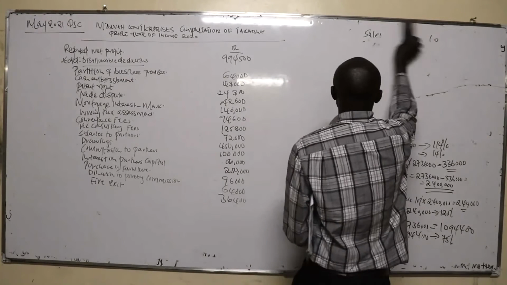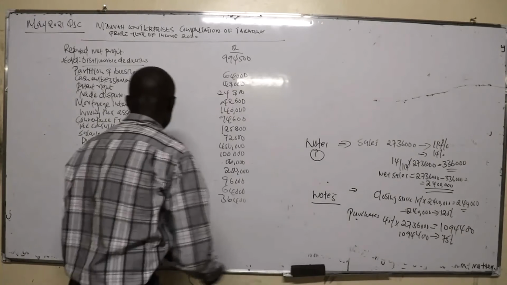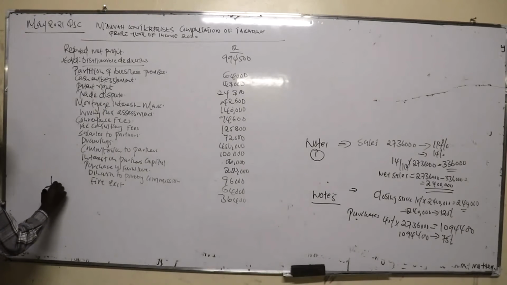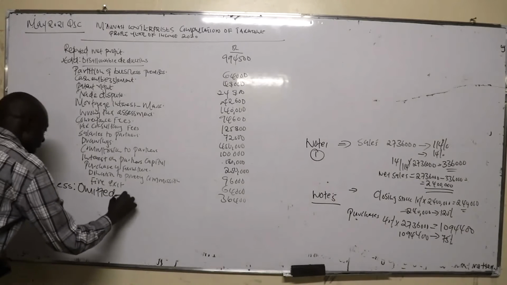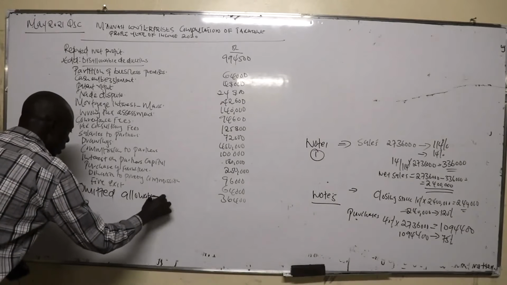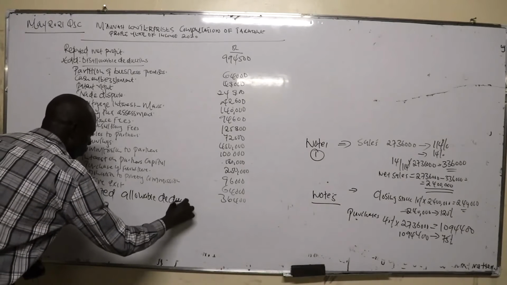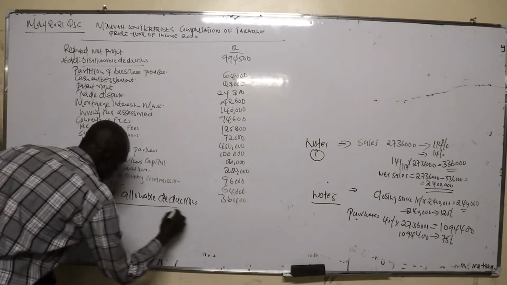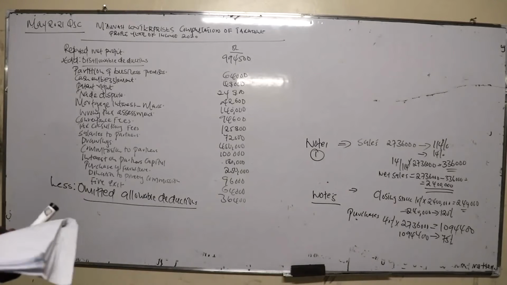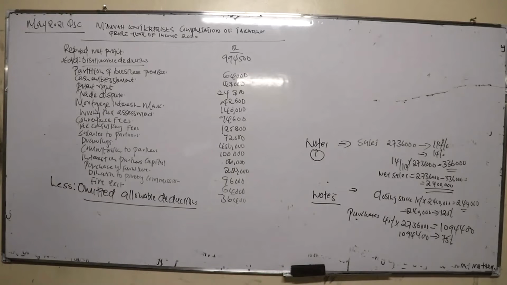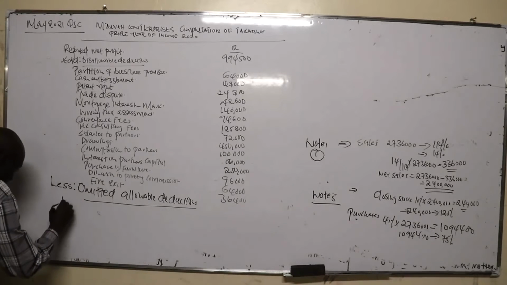So that is how we do it. And then we continue. After dealing with the expenses, you come here and you less omitted allowable deductions. There are those deductions that are supposed to have been deducted, but are not yet deducted. How do you know them? They are not among the list of expenses, yet they are supposed to be there. They were omitted. Investment allowance. So you write here investment allowance.